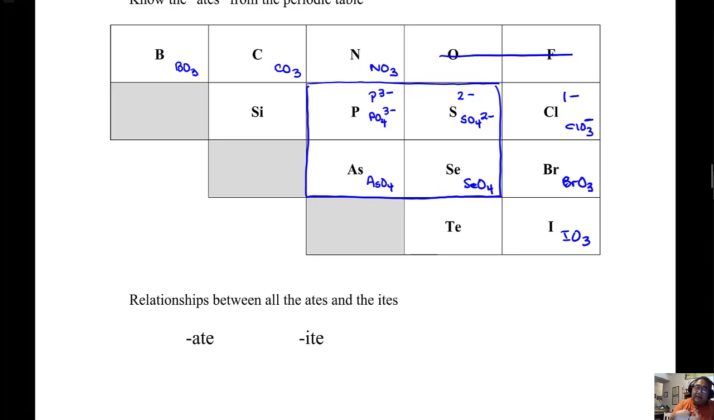And because of periodic law, and because of position on the periodic table, bromide, selenide, arsenide follow the same pattern. Okay, so I always tell students, if you just copy it down 4 or 5 times, you'll have it memorized. And it's not that hard.